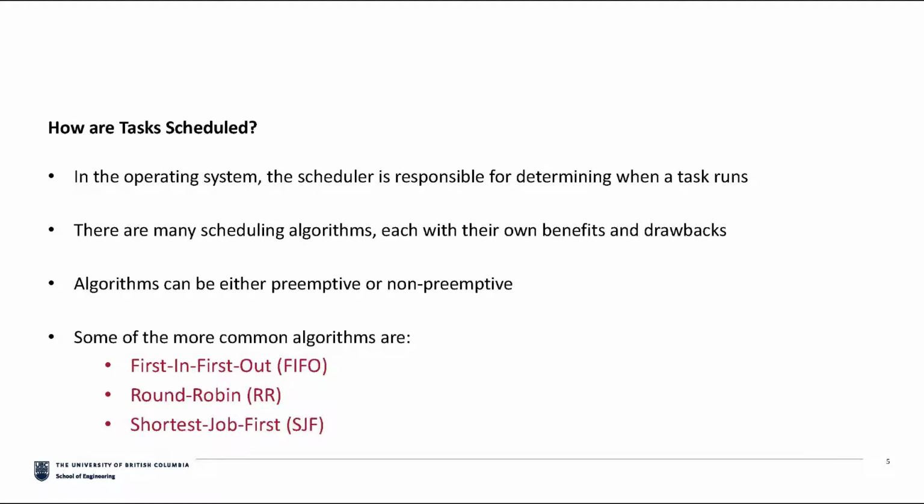Tasks are scheduled by the scheduler, a part of the operating system. There are many different types of scheduling algorithms, and each one has both pros and cons. These algorithms can either be preemptive, meaning they allow tasks to be interrupted before completion, or non-preemptive. Common scheduling algorithms are first in, first out, round robin, and shortest job first.